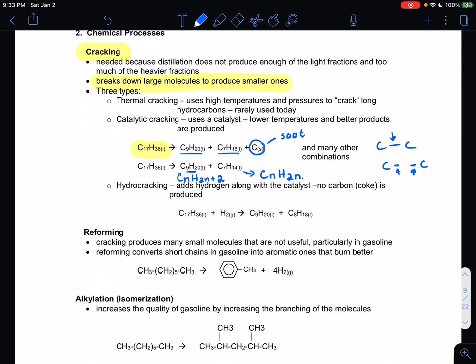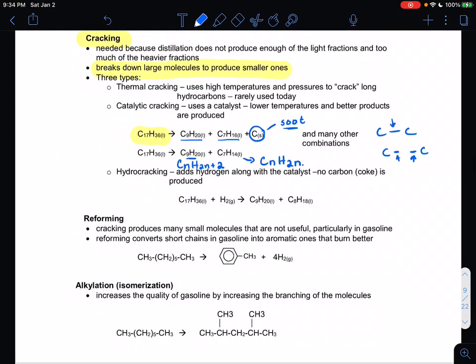I've written one that's 9 and one that's 7, but I can have one that's 10 and one that's 7, or one that's 5 and the other one that's 12. So this just cracks them into smaller ones, but there isn't a way of predicting the size and length of the shorter chains they will break down into. All right. Now, although this is useful, because of this soot, it's not often used anymore.